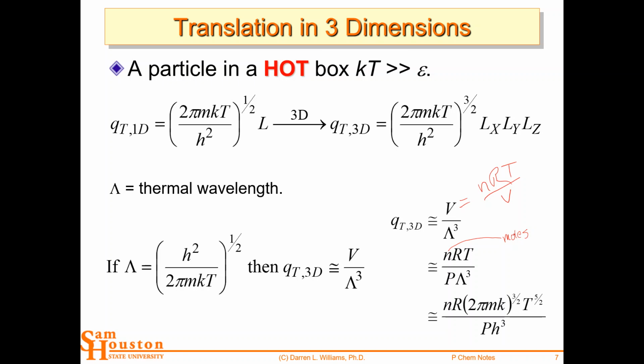No really any way to get around that. N was our quantum number for translation. It has gone away because we integrated over it, but now another N is back, and this is now the number of moles.